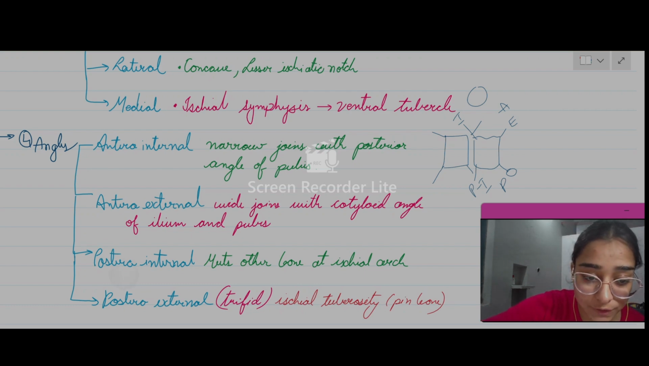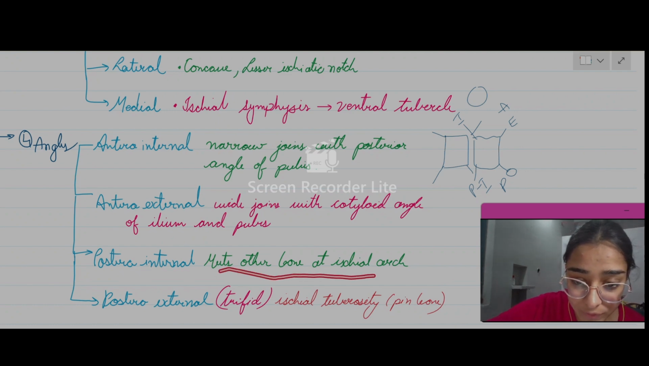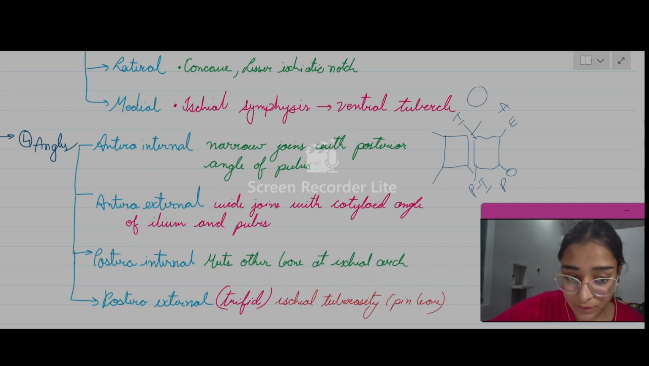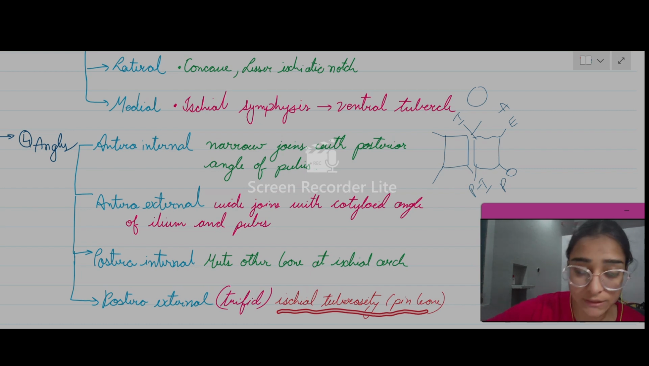And posterior internal angle meets the other bone at the ischial arch. So if this is the ischial arch, it meets with another bone. Posterior internal angle meets with the posterior internal angle of the other bone. And posterior external angle is trifid. Posterior angle is divided into three projections, three parts. This is called ischial tuberosity or pin bone.